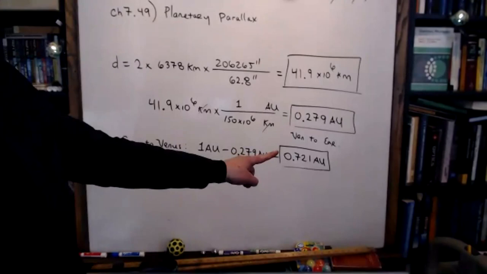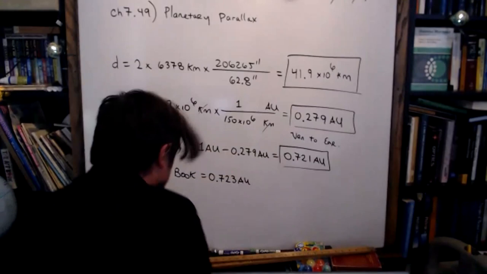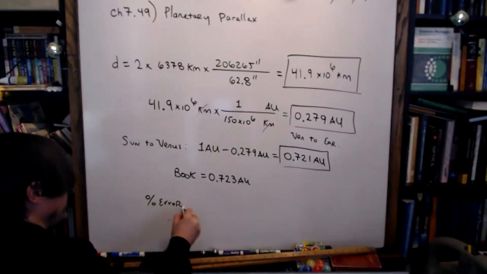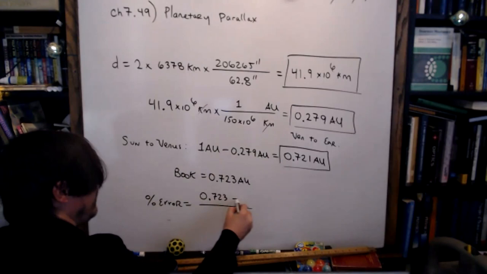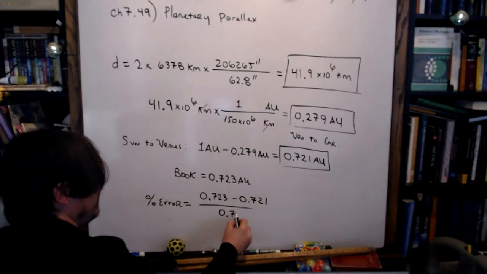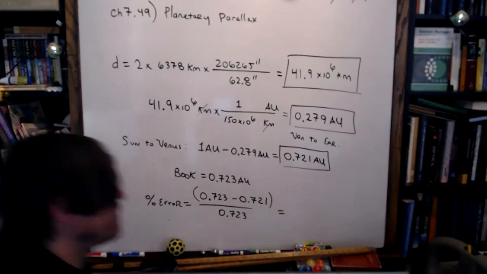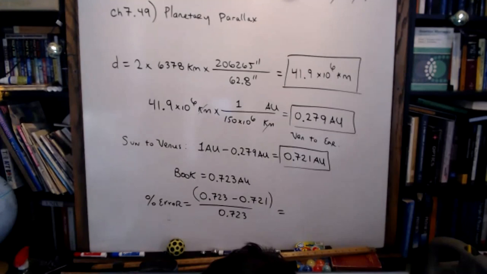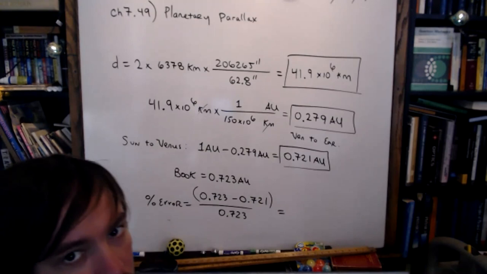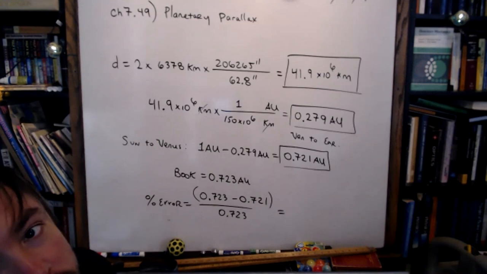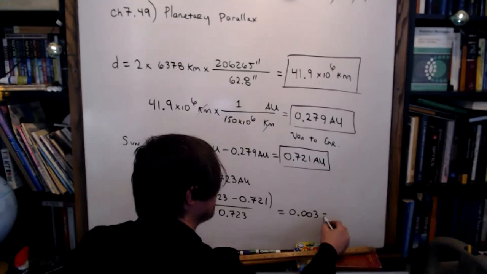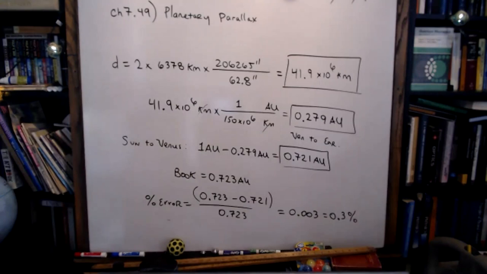To make a percent error, you do the difference divided by the true answer. So what you do is, for your percent error, you just subtract the two numbers, 0.723 minus 0.721, and then you divide it by 0.723. What's your percent error? Two tenths of a percent, 0.002. 3/10 of a percent. Oh, yeah, because it's 0.00276. That's pretty damn good. And that's your percent error.